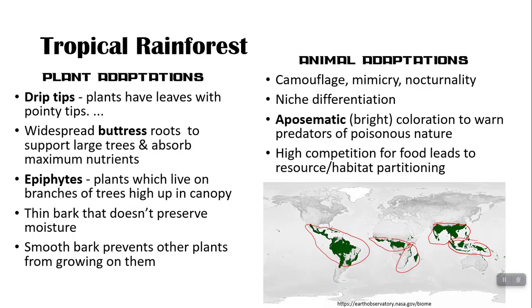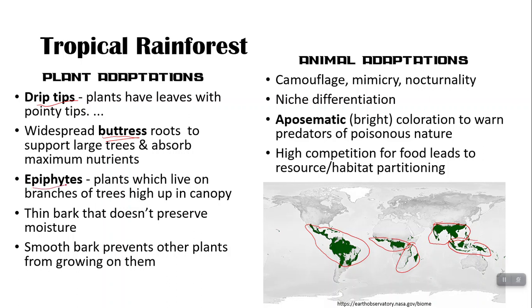The adaptations here are mostly to very, very high amounts of precipitation. And so they have, for example, drip tips, which are leaves that are very pointy, and that helps the water to drip off so it doesn't collect on the leaves and weigh them down. The soil is pretty nutrient poor. A lot of the nutrients just get kind of pounded out by the rain. So trees will have these very wide buttress roots that help spread out to keep the trees from falling over, and will also help them get as much nutrient as possible.